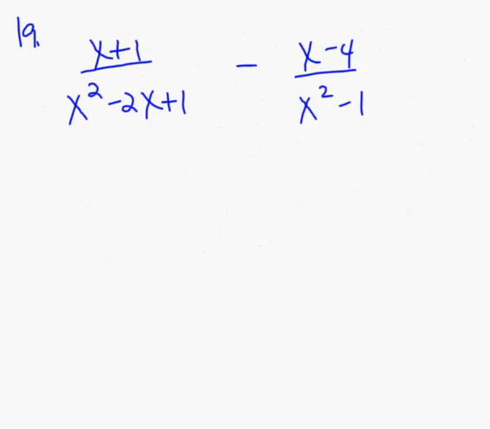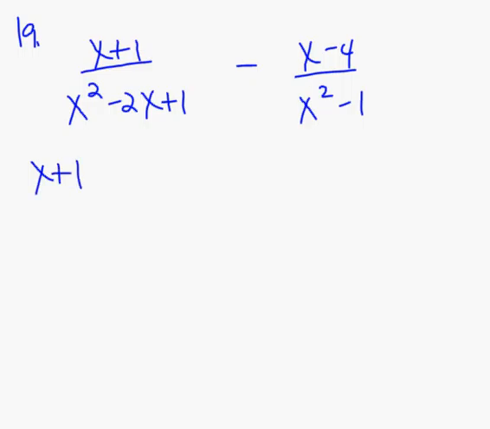Okay, for number 19, we now have polynomial numerators and denominators. So before I can see what my LCD or my common denominator is, I have to put these two denominators in factored form. So that's what I'm going to do first here.